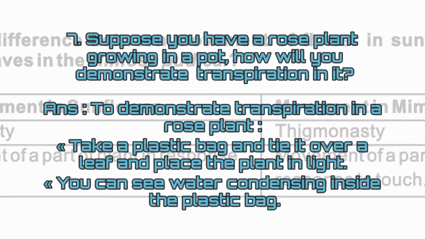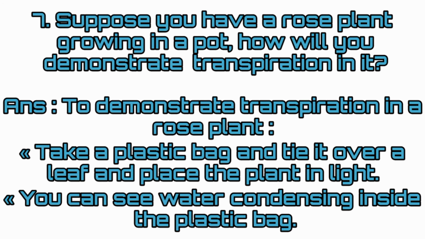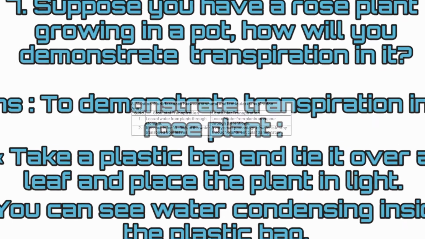Suppose you have a rose plant growing in a pot. How will you demonstrate transpiration in it? To demonstrate transpiration in a rose plant, take a plastic bag and tie it over a leaf and place the plant in light. You can see water condensing inside the plastic bag.